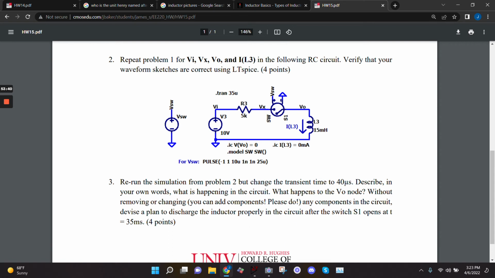So I want you to show me what you did. Like, if you have a solution that's going to fix the problem, obviously I want to see that schematic, and I want to see the plot, and I want you to describe how you fix the problem.